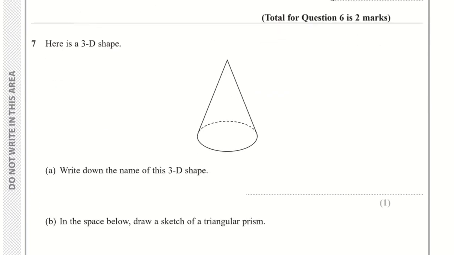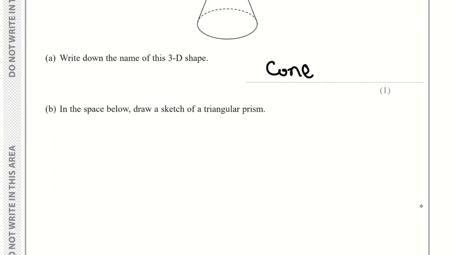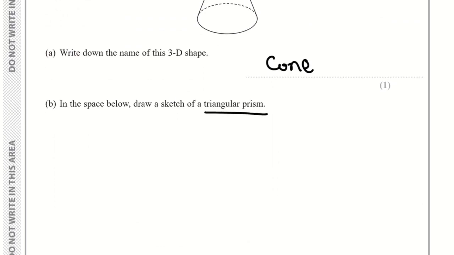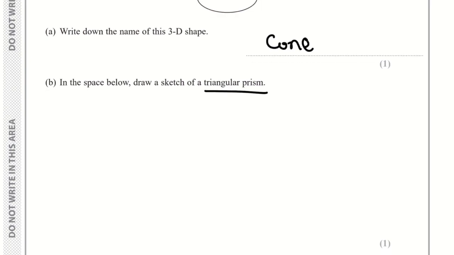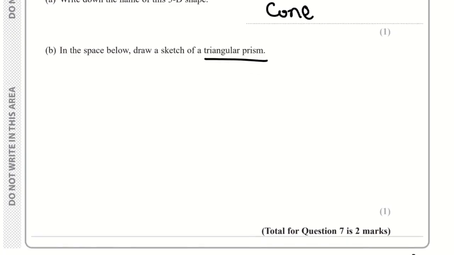Number 7 says, here is a 3D shape. Look at this. Write down the name of this 3D shape. Now, clearly, this is a cone. The second part of this says, in the space below, draw a sketch of a triangular prism. Now, what is a prism, by the way? A prism is a shape that has the same cross section.